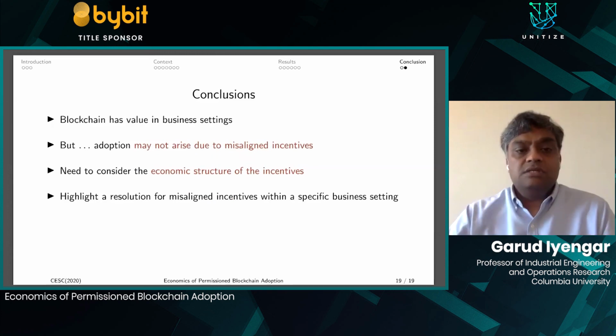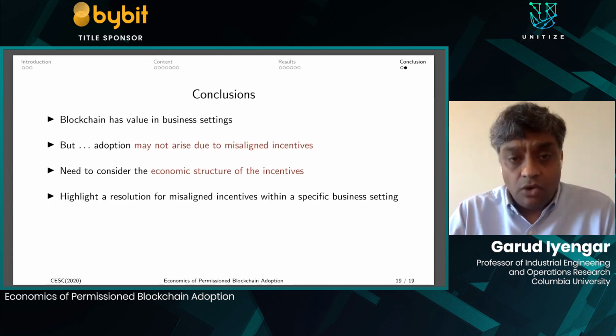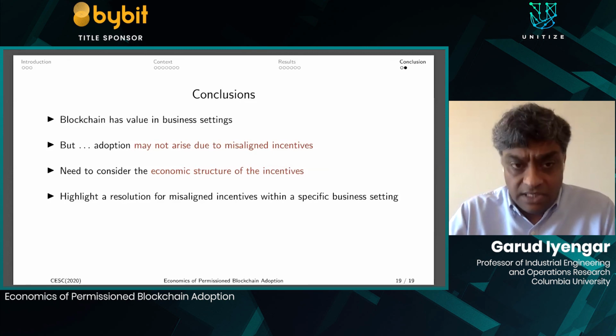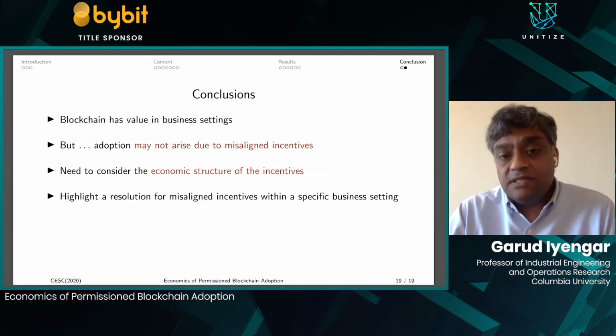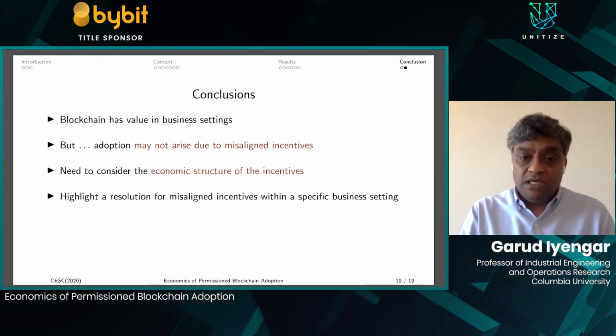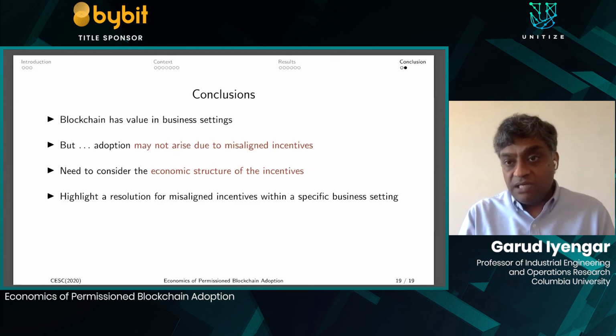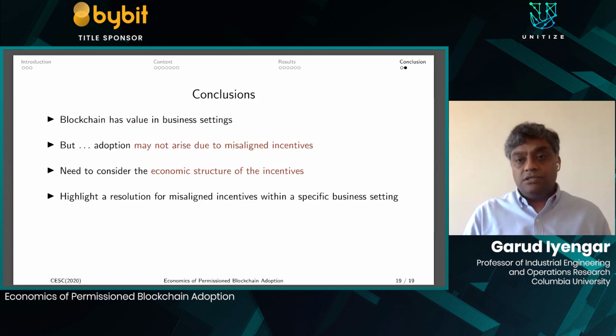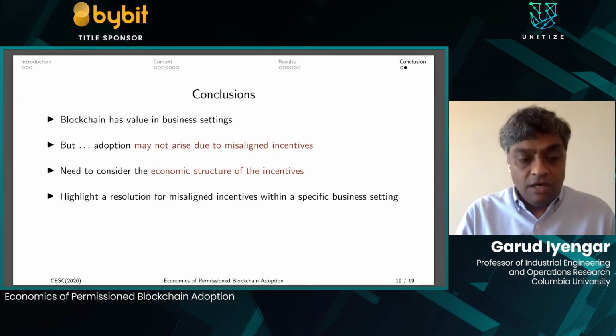Just a few conclusions. Blockchain has value in business settings. Almost always societal benefit goes up. This adoption may not arise due to misaligned incentives, and one has to look at the economic structure of the incentives carefully to design the right mechanisms of intervention. Sometimes it has to be in terms of transfers, and sometimes it may also be in terms of changing off-path beliefs, changing beliefs about the various players. Both of them are necessary in order for us to get blockchains adopted in various markets.